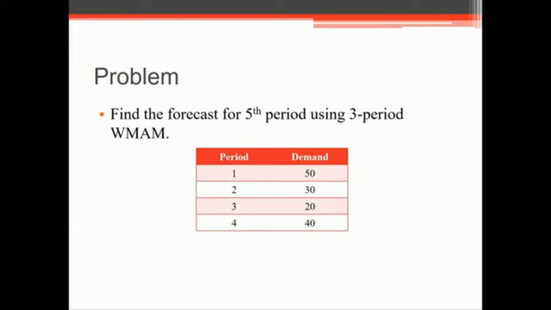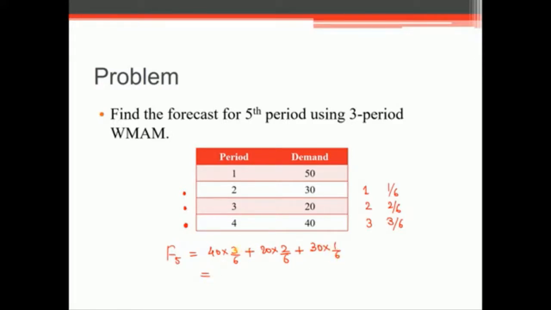Here you have to take the latest 3. Which are the latest 3? This, and this. Now let's assign the weights. Here I'll be writing 1, 2 and this as 3. What is the total? 3 plus 2, 5 plus 1, 6. So I'll be writing 1 by 6, then 2 by 6 and then 3 by 6. So forecast for the 5th period will be what? 40 into 3 by 6 plus 20 into 2 by 6 plus 30 into 1 by 6.